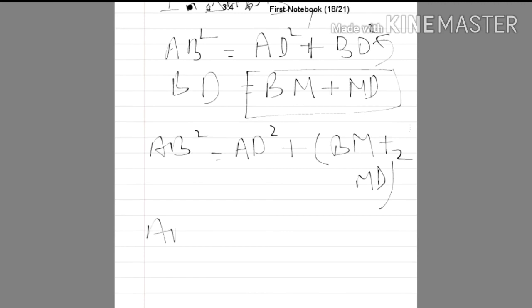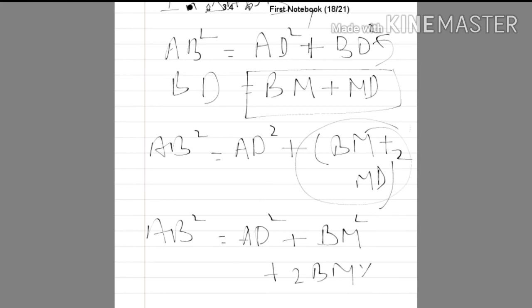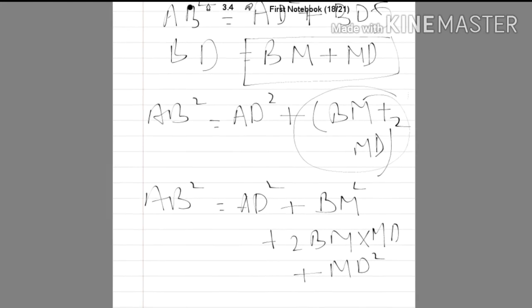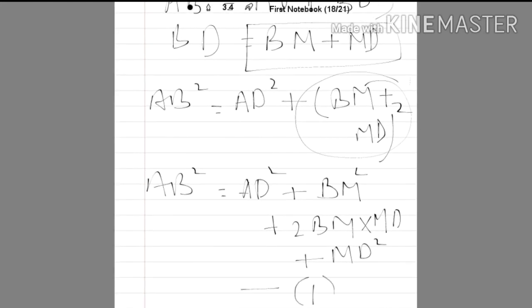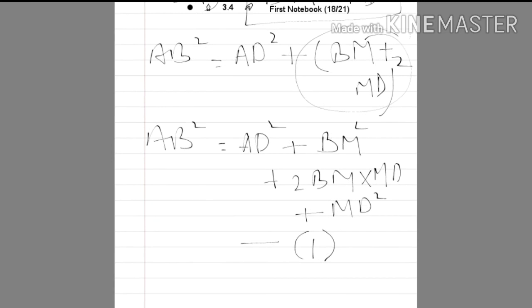So AB square is equal to AD square plus BM square. I am expanding this bracket. So BM square plus 2BM into MD plus MD square. Now how did I expand this bracket? By using the formula for A plus B whole square. And thus we got the first equation, that is AB square. We got the value of AB square from here.